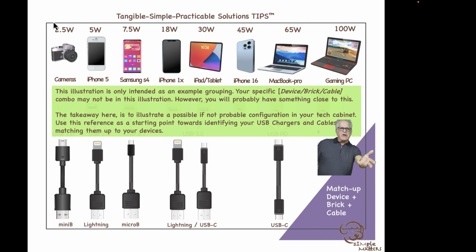Chances are you'll have a cable that looks like one of these cables. Notice the Type A connectors on one side, and then the other side will have a mini B, a Lightning, or a micro B, or some other type of connector on it. So the takeaway here is to illustrate a possible, if not probable, configuration in your tech cabinet, and that you can use this reference as a starting point towards identifying your USB chargers and cables.